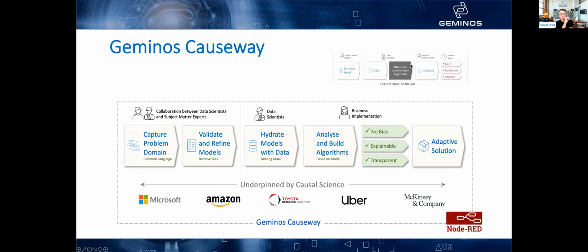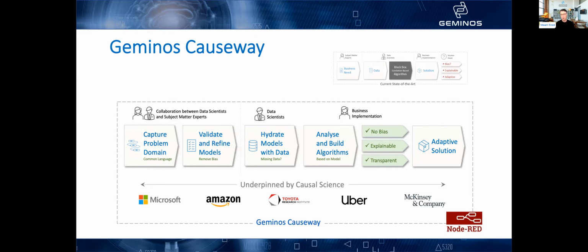I'm sorry. So let's take a look at the Causal platform. As I said, it's based on Node-RED. We've built in established libraries from people like Microsoft and Amazon. They're the primary ones that we're using at the moment. And I'll come back to that in a moment.